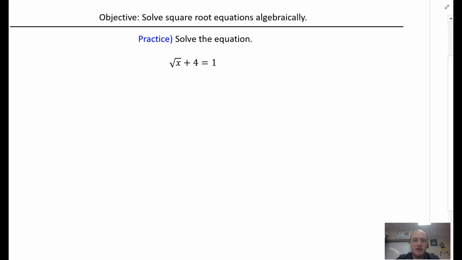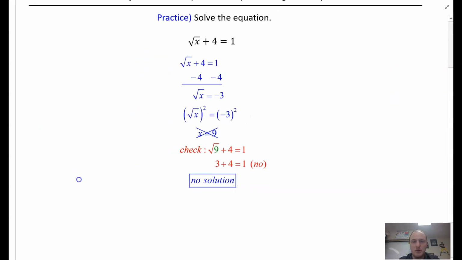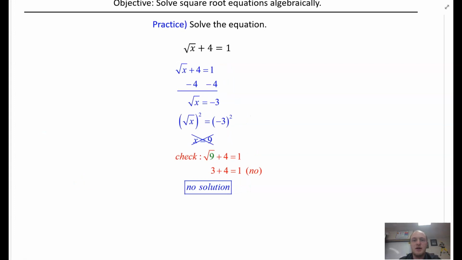All right. And here is the solution. No solution. Okay. So in this case, you get 9. And when you plug in 9, 3 plus 4 does not equal 1. Okay, and generally, a lot of the problems come around when we square a negative.